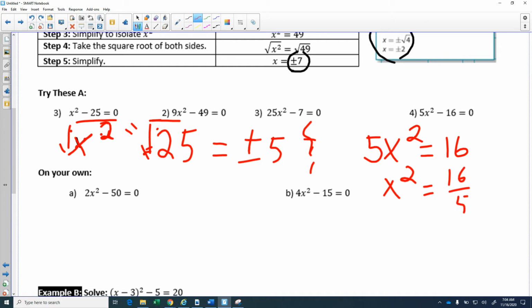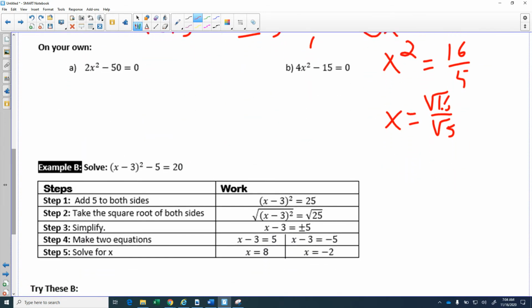And then when I square root a fraction, this would become the square root of 16 over the square root of 5. Now you're probably wondering, how do we simplify fractions? Well, to simplify fractions, simply put, I just have to try to simplify where I can to start. Well, the square root of 16 is just going to be 4 on top, and the square root of 5 is going to be on bottom right now.